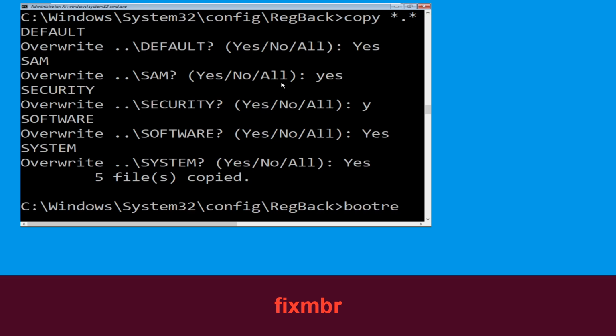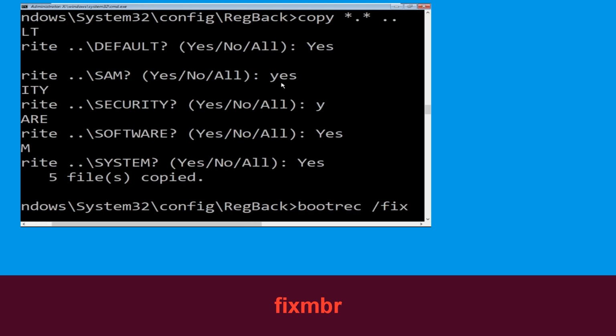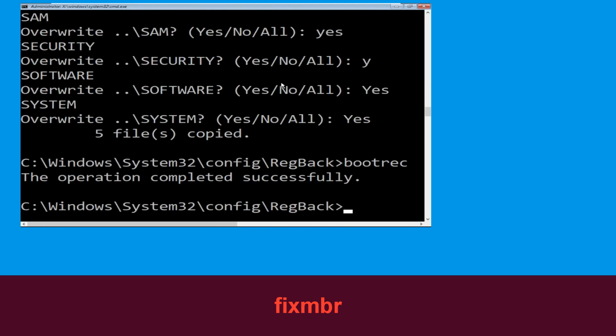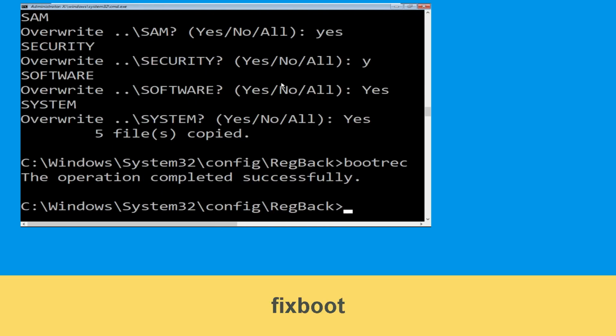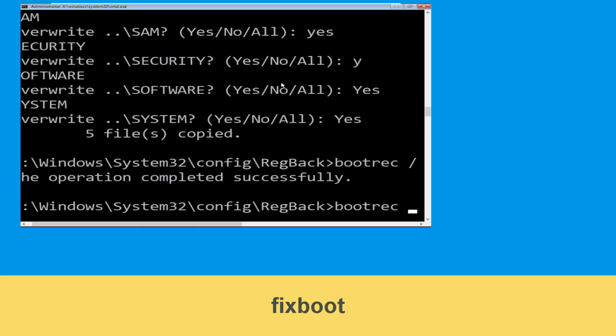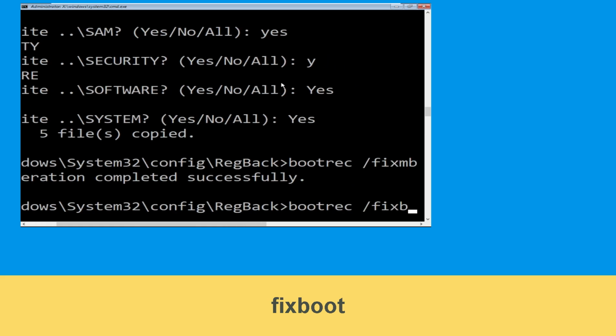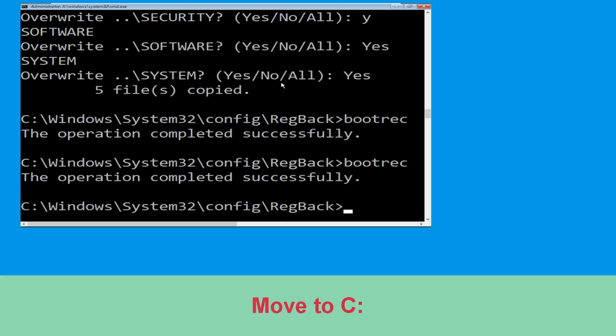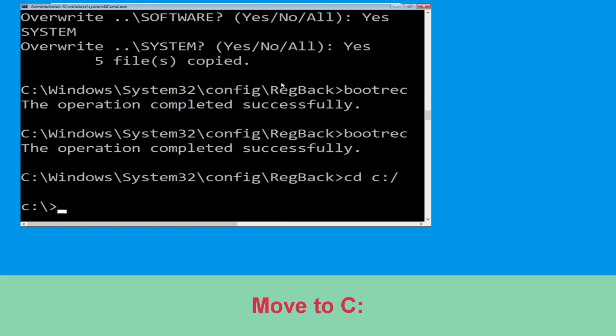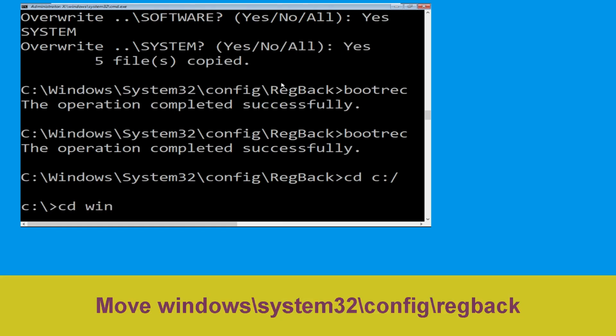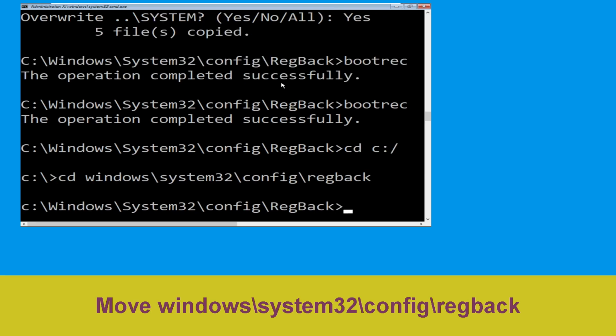Now type bootrec /fixmbr and hit enter to execute the command. Type bootrec /fixboot and hit enter. Now execute this command cd c:\. Now execute this command. Type cd windows\system32\config\regback, then simply hit enter to execute this command.